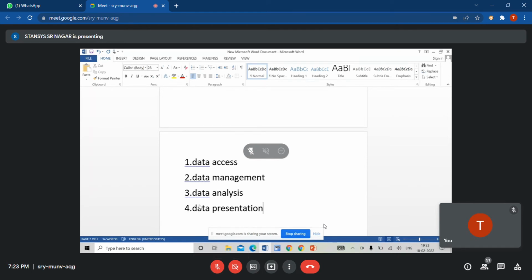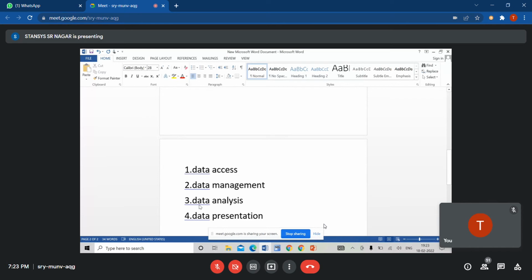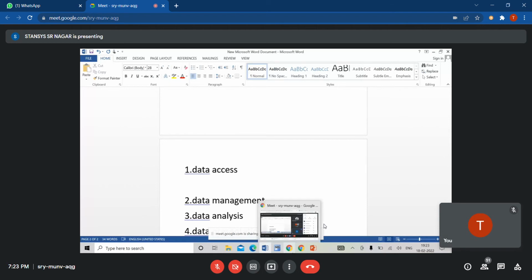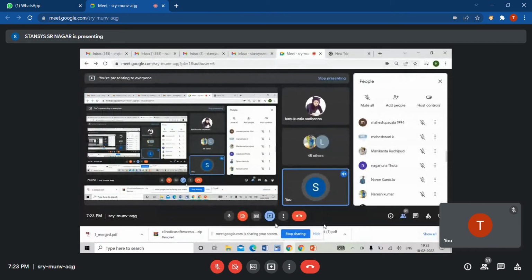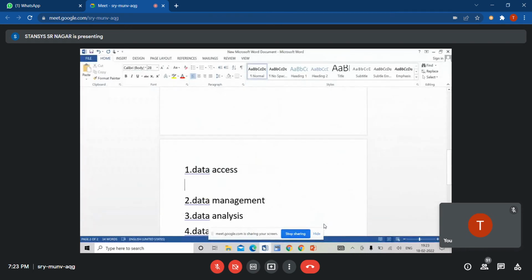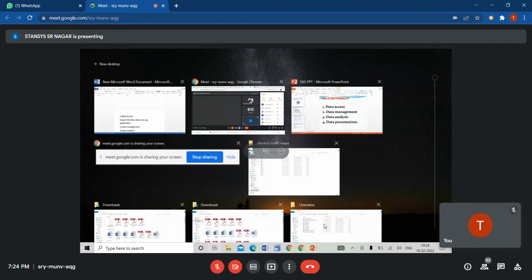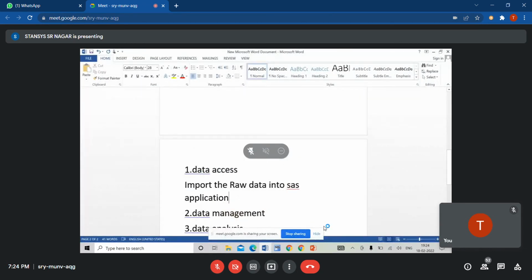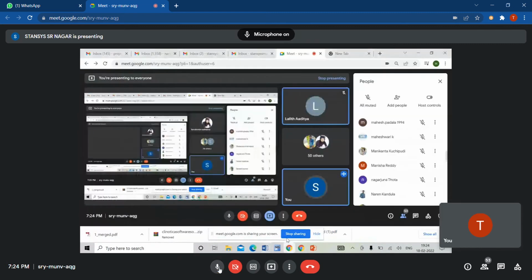So these are the 4 functionalities of the SAS. First one is data access. What is meant by data access? Data access means you have to just import the raw data into the SAS application. Any type of data, whatever it may be, is called raw data. Importing the raw data into the SAS application is called data access. Is it clear guys, everyone?